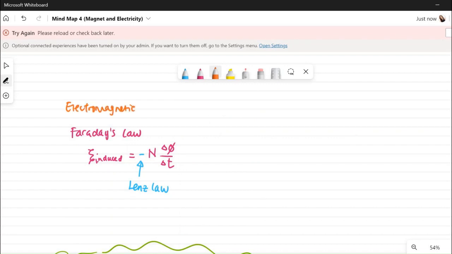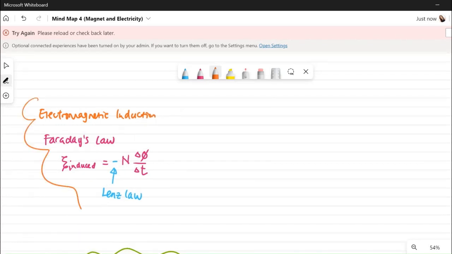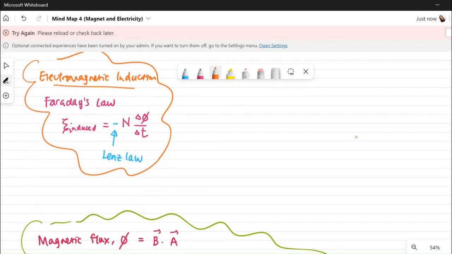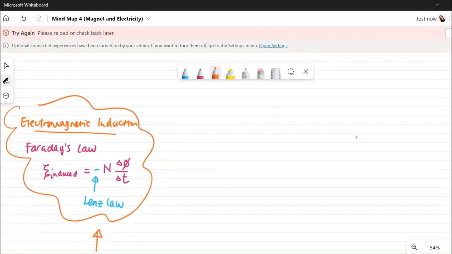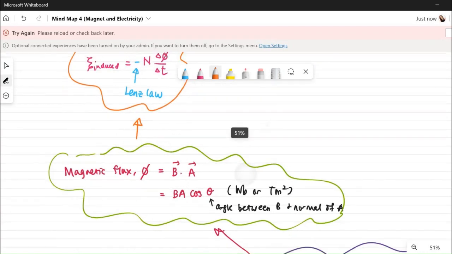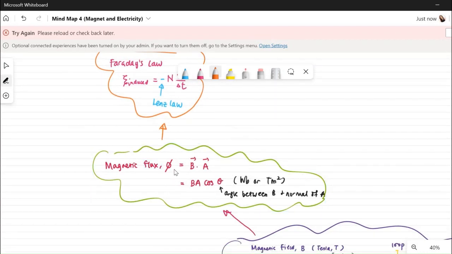Electromagnetic induction, right? So basically, how can you produce an induced EMF in the coil? There must be a change of magnetic flux, right? There are a few ways for you to produce a changing flux. If I refer back to the definition of magnetic flux, flux is equal to BA cos theta. So you can change the B, you can change the A, or you can change the angle theta.